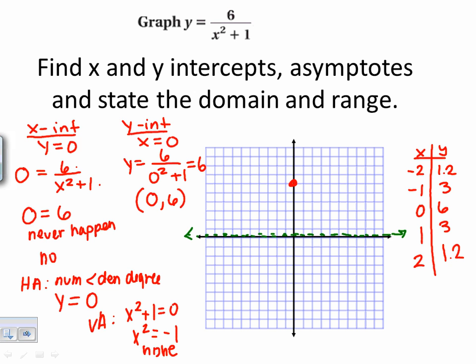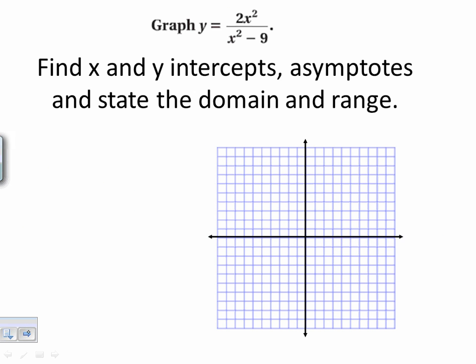So at -2, 1.2, at -1. So now I approach those asymptotes for the horizontal, but I never actually touch it. Okay, let's look at this guy.